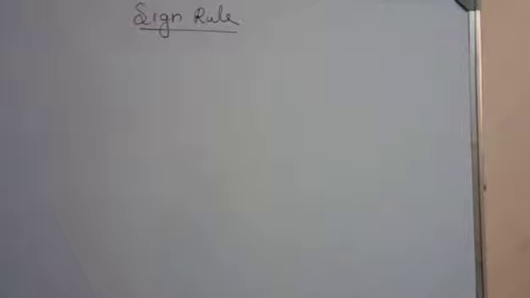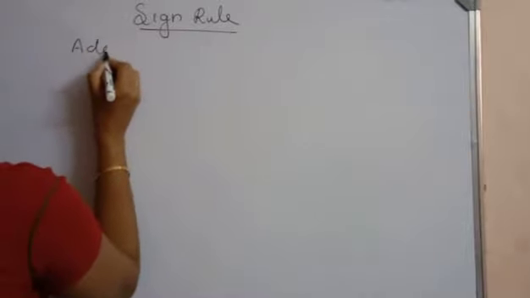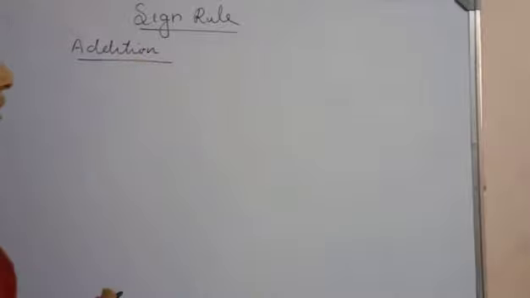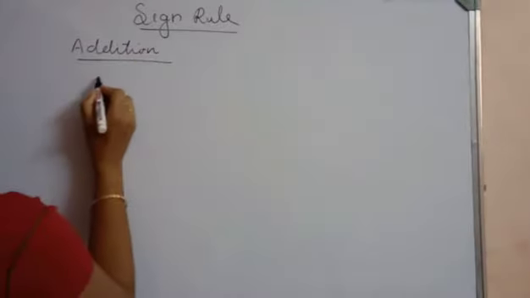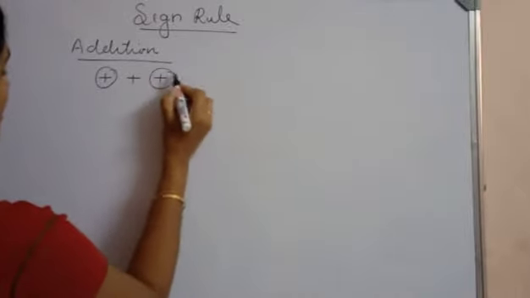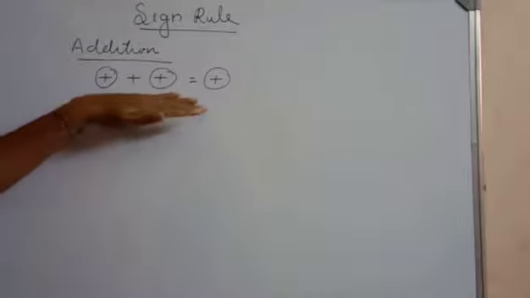Today, let's see the sign rule of addition and subtraction. Let's see the addition first. Whenever you are adding two positive numbers, what happens to that? When you are adding a positive number with another positive number, your answer is positive. This is the basic rule you all might be knowing.